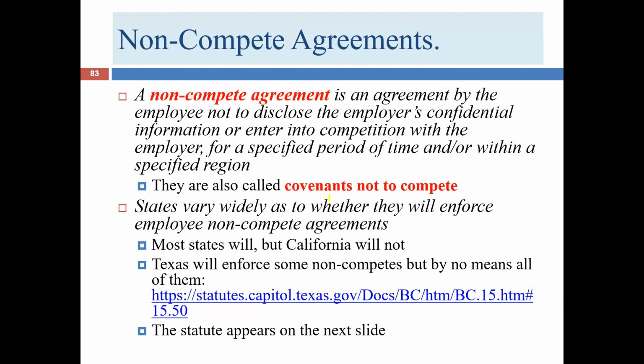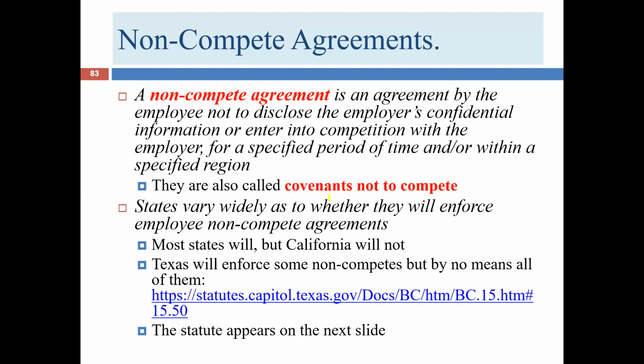So California is really the unusual state in our group. They don't permit non-competes at all, and they won't enforce non-competes from other states. So if you are in a non-compete that you want out of, just move to California. Problem solved. May not fit your lifestyle, but it will get you out of your non-compete.